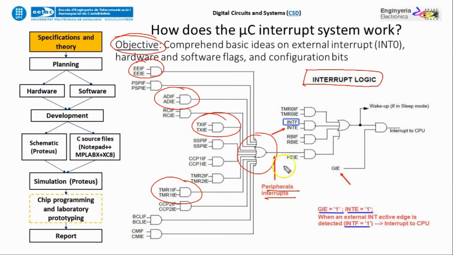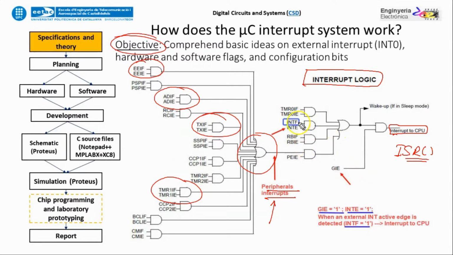So the main idea behind this is that every peripheral is able to interrupt in some way or another the flow of the main program, generating the interrupt to the CPU and jumping to the interrupt service routine so that this interrupt can be acknowledged and served.